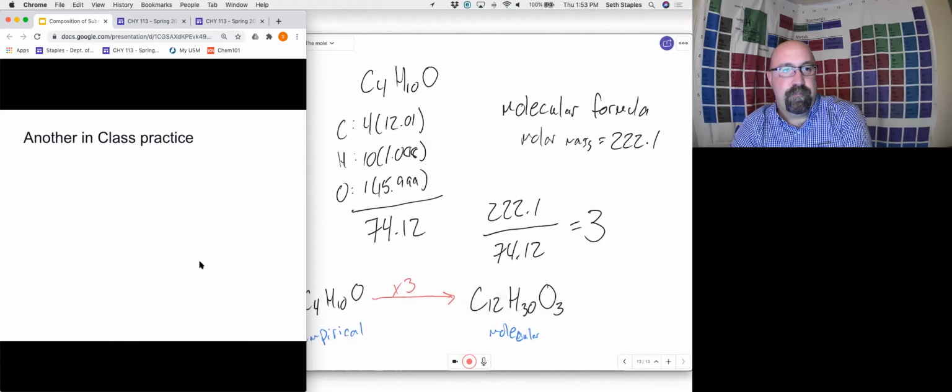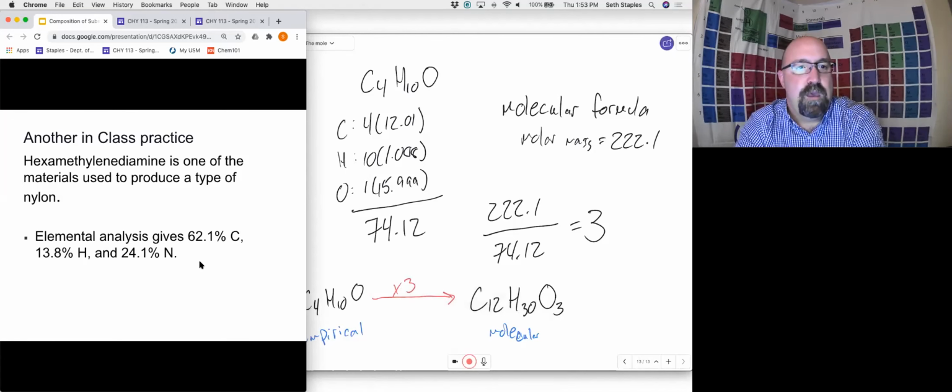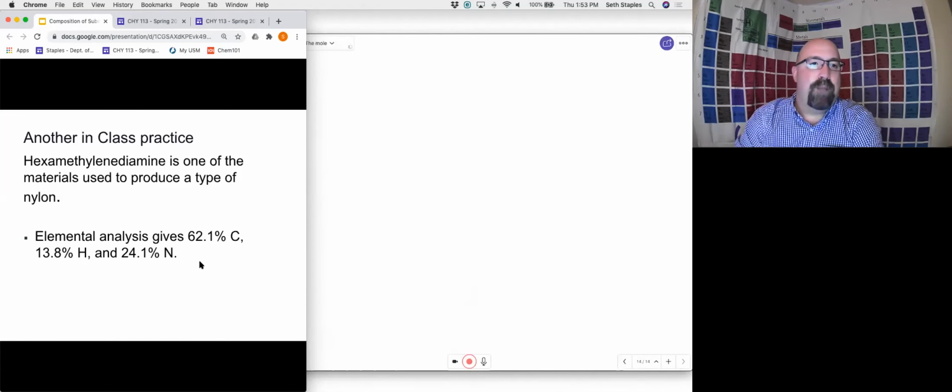C12H30O3. Let's look at this last practice problem. Hexamethylenediamine sounds fancy, really isn't, but it's a material that's used in the production of nylon. And we have this elemental analysis. We know that it is 62.1% carbon, 13.8% hydrogen, and 24.1% nitrogen. First thing we want to do is find the empirical formula.